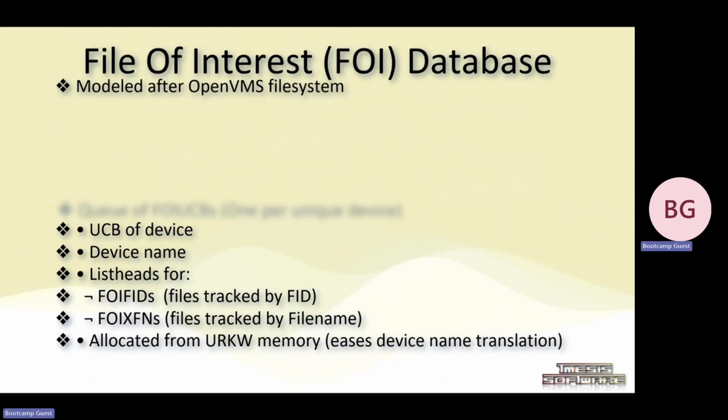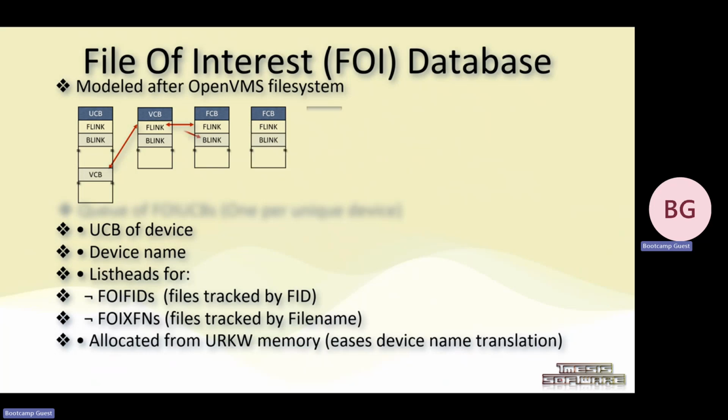I kind of modeled this after the OpenVMS file system structures, where there's a UCB. You mount the UCB for the device, you get a volume control block, and then files are just linked off of that. So for the RMS CDC, I have a UCB structure that maintains the device name, and then there are list heads in there for what we call the FOI FIDs. So those are files you might put in by file ID, and the others by file name.